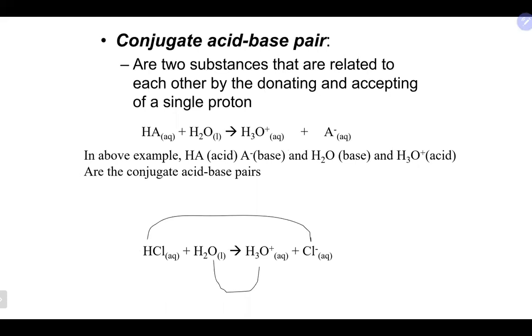Here's an HCl example as well for an acid and conjugate base pair. In this case, our hydrochloric acid will donate our H+ over, allowing the water to accept it, which means the water is the base and the H3O+ would be its conjugate acid on the other side. The HCl would be the acid, and the Cl- would be the conjugate base on the right-hand side. So if you're looking for conjugate acid-base pairs, just look at the two things and ask, is the only difference one H+? If it is, then they are pairs. If it is not, then they are not pairs. Any questions on that?